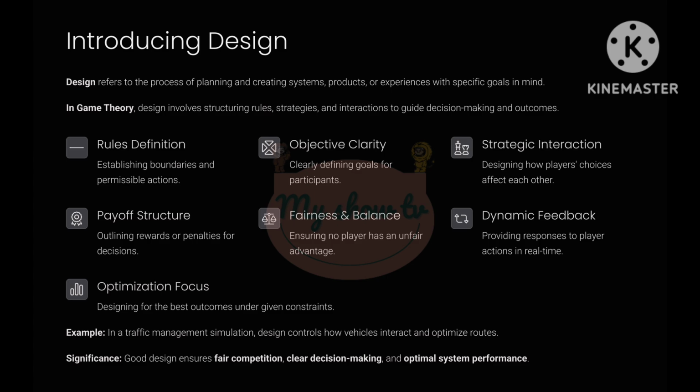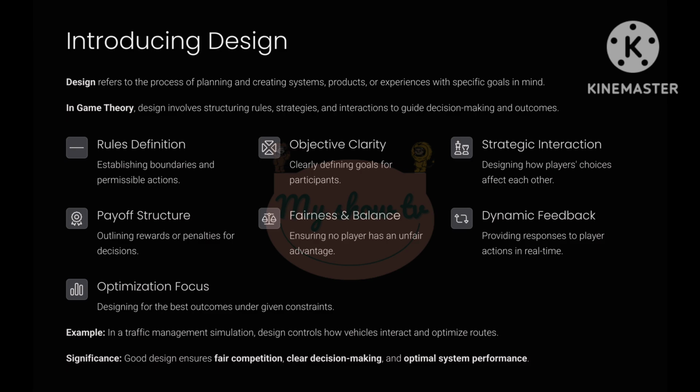3. Strategic interaction. Game theory emphasizes how the decisions of one player affect the outcomes of others. Well-designed systems account for these interactions to predict and analyze behavior. 4. Payoff structure. Payoffs represent the rewards or penalties players receive for their actions. In an engineering context, designing the right payoff structure helps model outcomes such as cost savings or system efficiency.